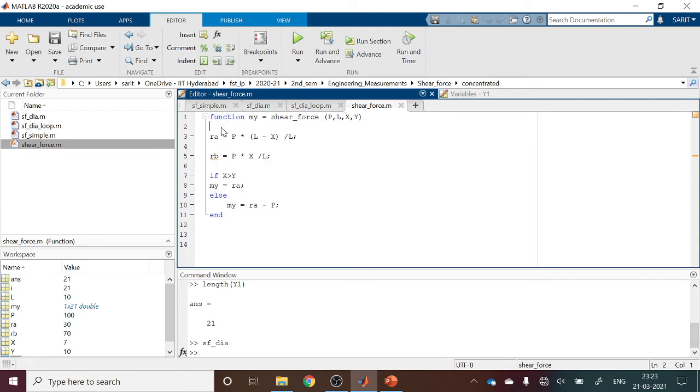Last lecture also I discussed the function part, how to write a function. Very simple. I have written a shear force function, which will take p, l, x, and y. These 4 values it will take as input, and as output it will give the shear force. Whatever simple code I had written, I put the same thing inside the function. So next time, if you want to find shear force for a concentrated load, no need to write the entire code, we can just call the function and the shear force will be computed. Whatever I have shown just now is the concentrated load case.